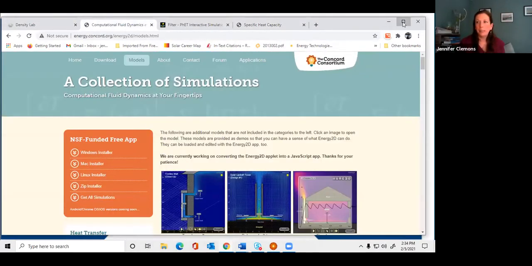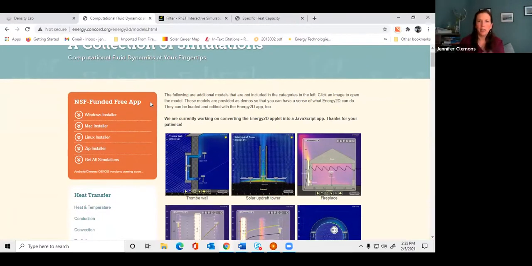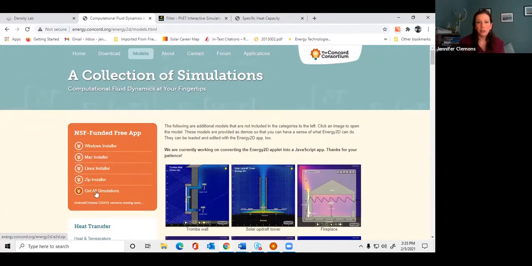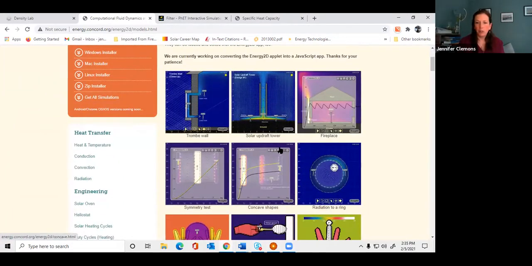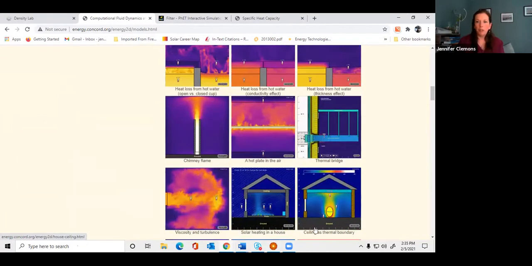If you Google Energy 2D, this is what you're going to get, the Concord Consortium. You used to be able to pick and choose whatever you want, but it's all free. So I would download all simulations. And here are some examples of what different things you can see on here. But once you download it and install it, this is what it looks like.